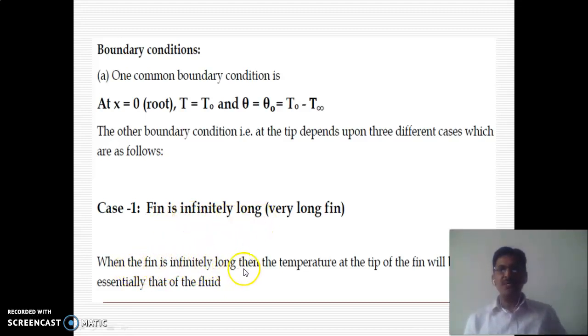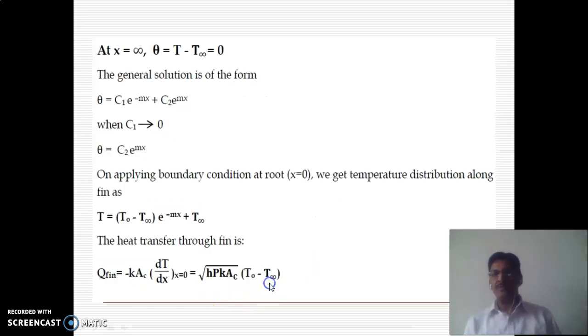When the fin is infinitely long, the temperature at the tip of the fin will be essentially that of the fluid. So at x is equal to infinity, since we are considering an infinitely long fin, theta is equal to T minus T infinity is equal to 0. The general solution is of the form theta is equal to c1 e raised to minus mx plus c2 e raised to mx. When we substitute this value, c1 is equal to 0, and theta is equal to c2 e raised to mx.